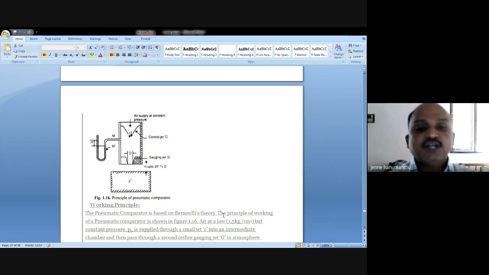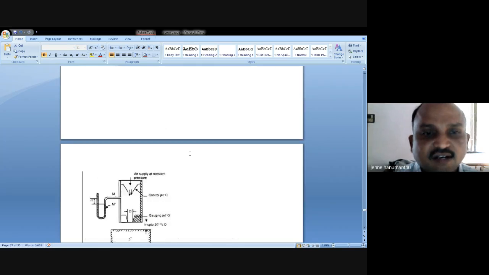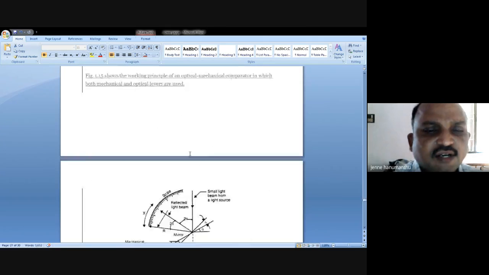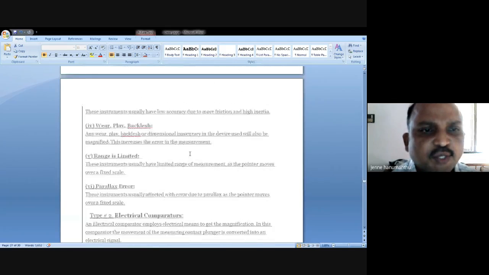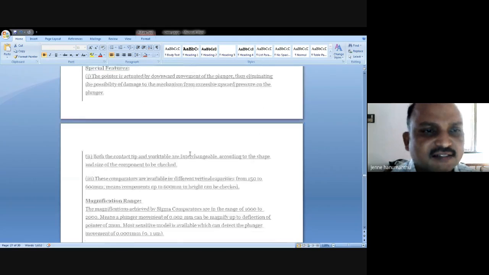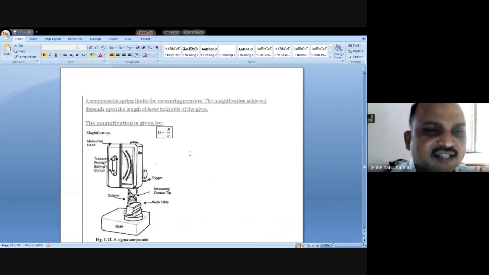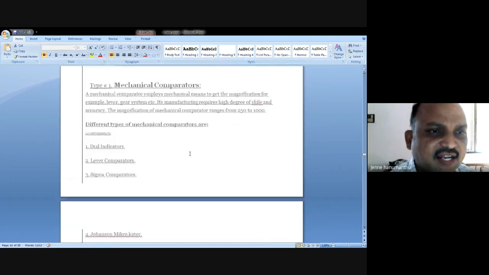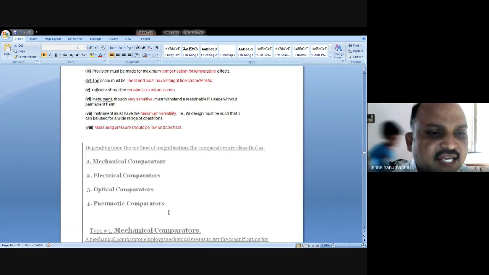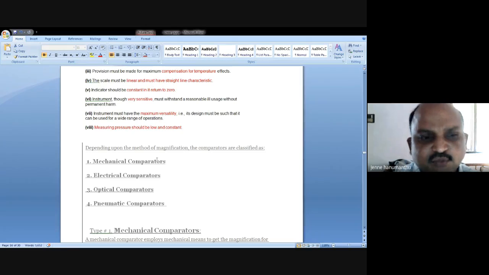Dear students, a comparator simply compares the dimensions. You can apply any method like mechanical, electrical, optical, and pneumatic. You can apply any method, but these four are available in the syllabus.